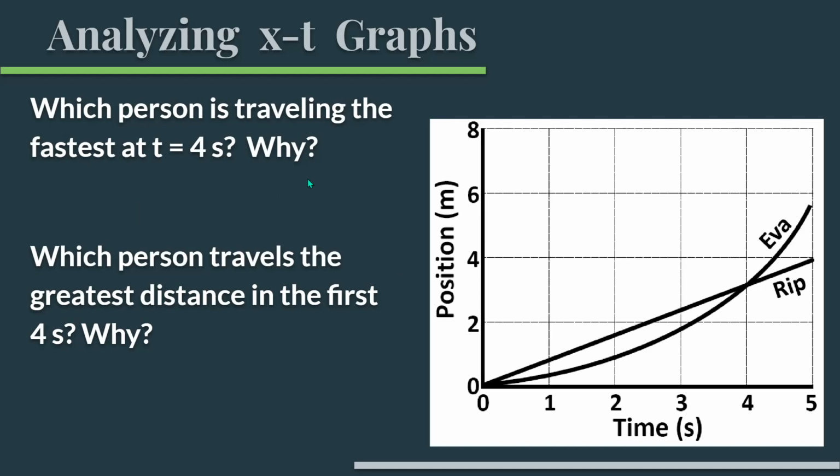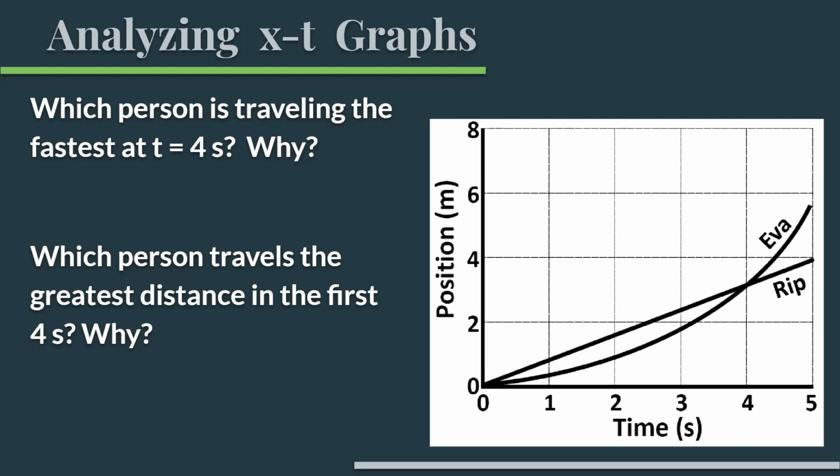All right, which person is traveling the fastest at 4 seconds? Who's faster at 4 seconds? They're at the same place. It doesn't mean they're the same speed. Eva has a steeper slope. That's absolutely right, Kyle. Thank you. Eva has a steeper slope right there. I'm aware it's a curve.